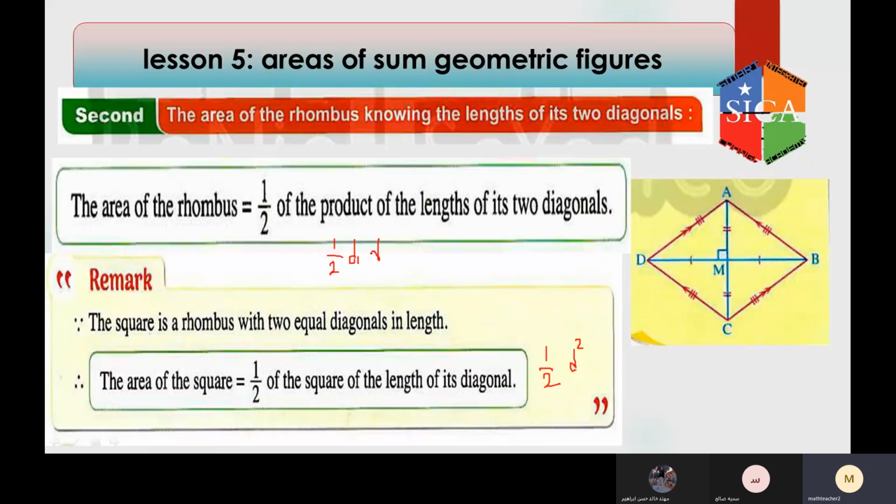It has 2 different diagonals, different in length. Then the area of the rhombus equals half times d1 times d2. d1 here is BD and d2 is AC. But in the square, we can write the area equals half times d square, because the 2 diagonals are equal. Then d times d equals d square.